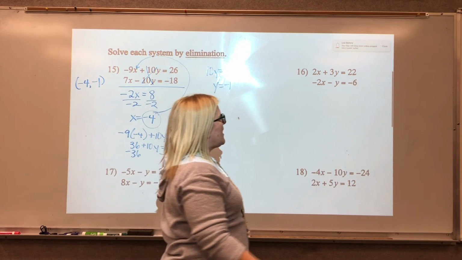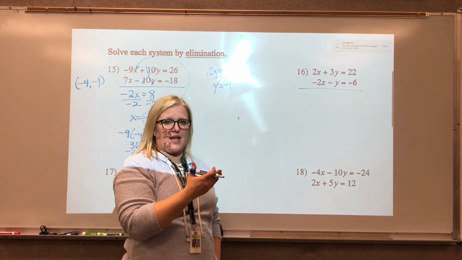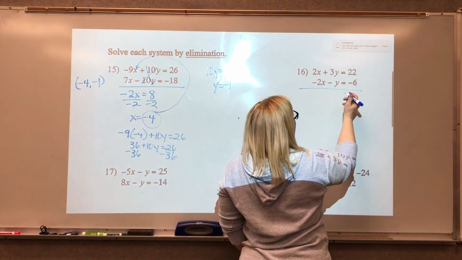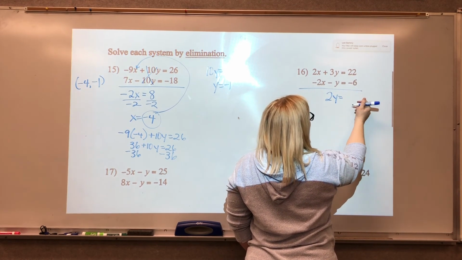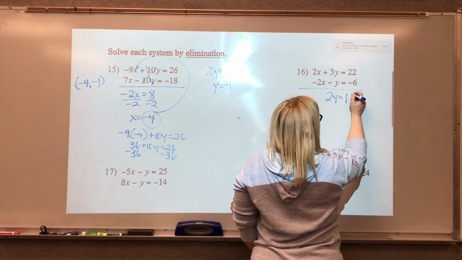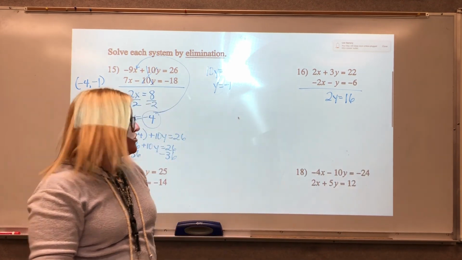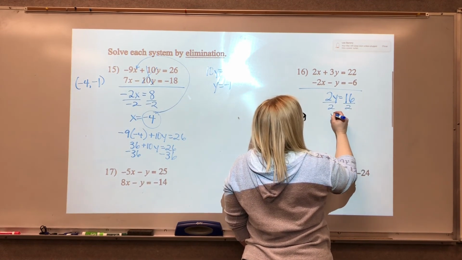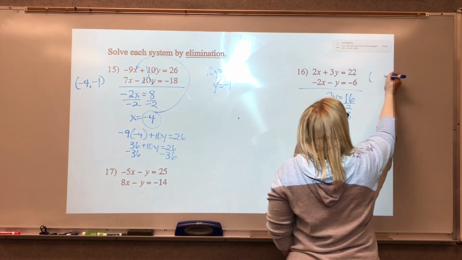Over here, this one's nice too because in this one our x's are eliminated. They add up to give me 0. So now I have 3y plus negative y is 2y. 22 plus negative 6 is 16. Again, I'm really tired. So 2y equals 16. Divide by 2, and I have y equals 8.